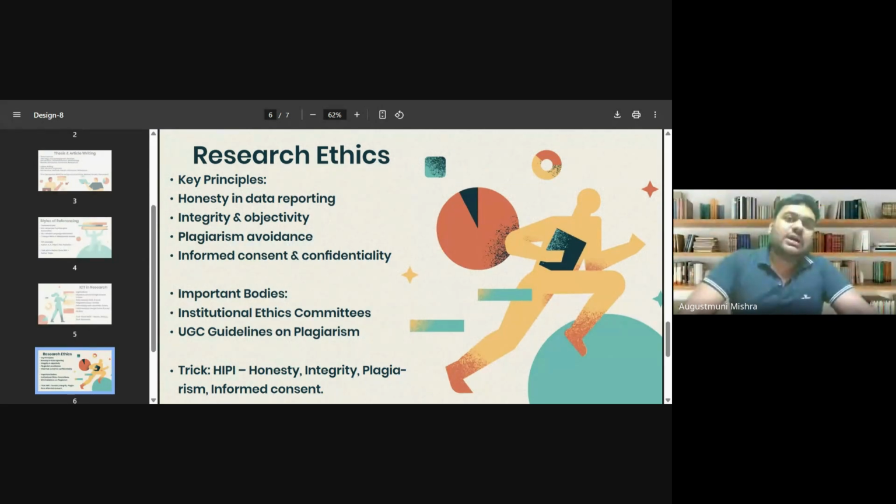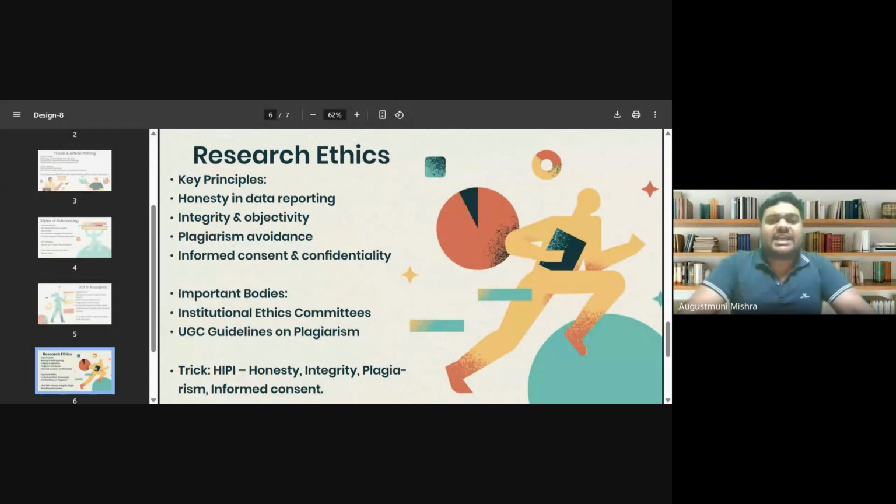You should also include integrity and objectivity, because these two terms we have discussed previously, like there should be no subjectivity. We should also avoid plagiarism. Informed consent and confidentiality: whenever you are using the data of a particular research paper, you should have consent, or you should reference them.